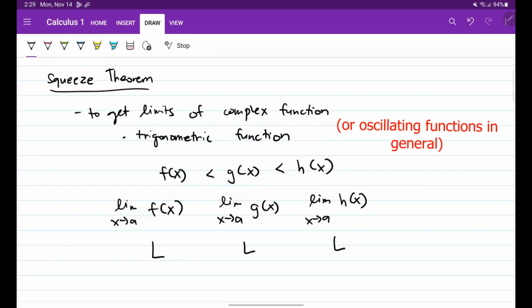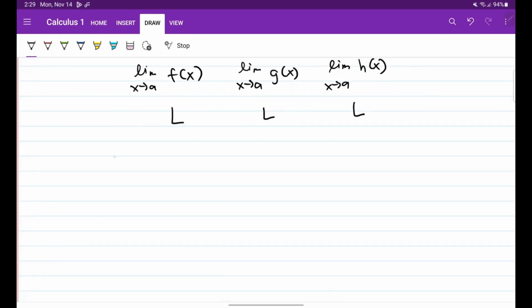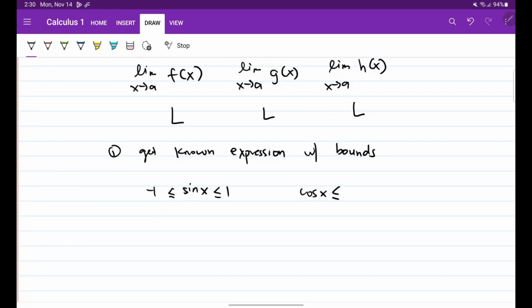Okay? So para mas mapadali pa natin, no, I can put up some steps, no? So first one is get known expression with bounds, no? So ano ibig sabihin natin dyan? So for example, alam natin na we have sin x, and alam natin na yung range ng sin x is just from -1 to 1. Tama? And cosine x, alam natin is also from -1 to 1. So we have a known expression here, and we know the bounds, no? So -1 to 1, -1 to 1.